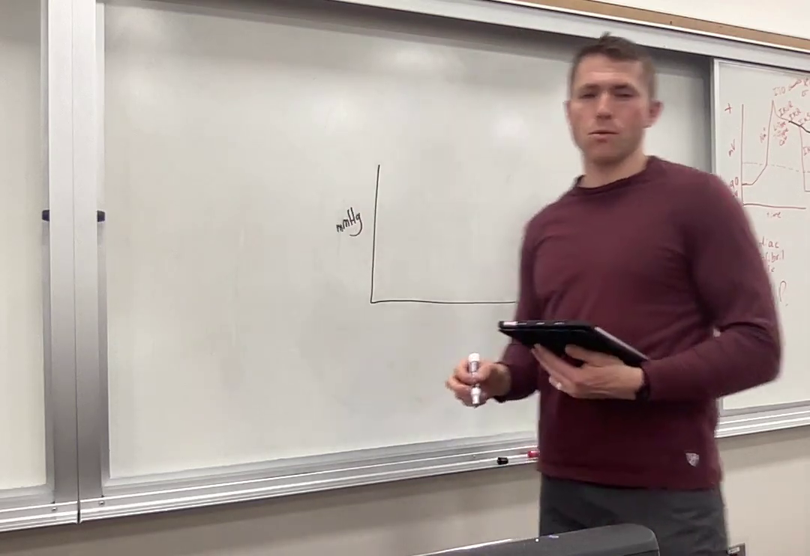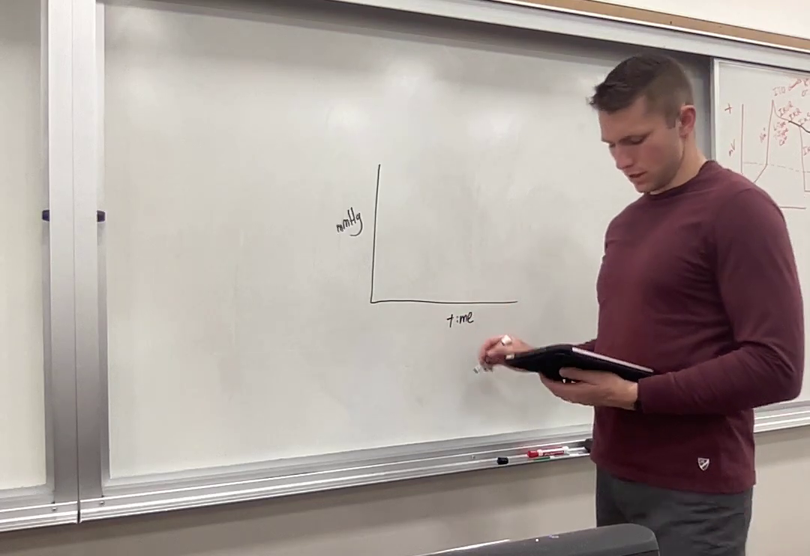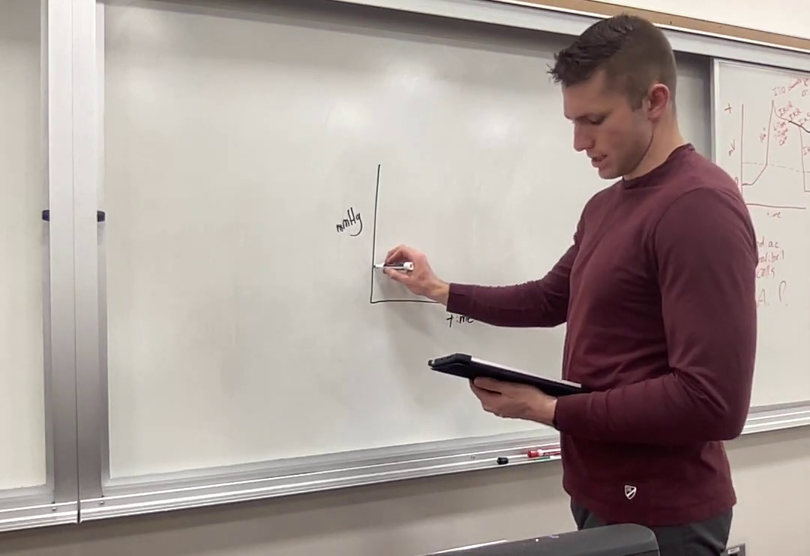Millimeters of mercury is our y-axis, pressure. X-axis is our time. Okay, so we're going to have this tracing.